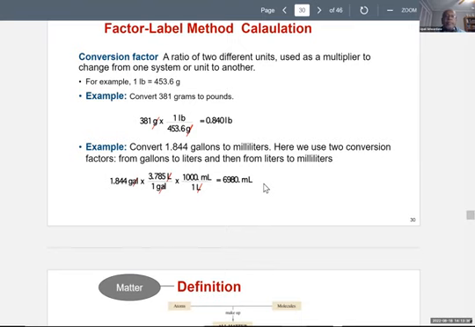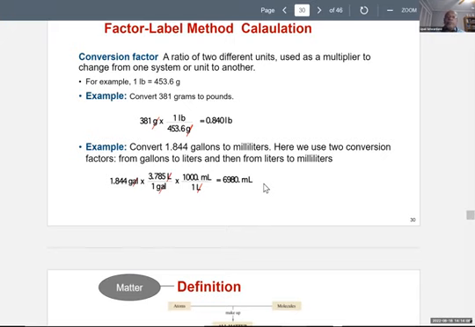They are exact numbers. So when you do the calculation, in this case using 453.6, you get 0.840 as the answer. It's rounded off to 3 significant digits. Why? 381 has 3 significant digits, and 0.840 also has 3 significant digits. So that's correct.